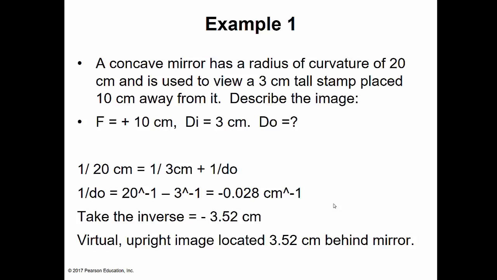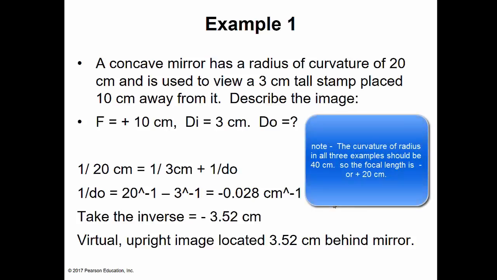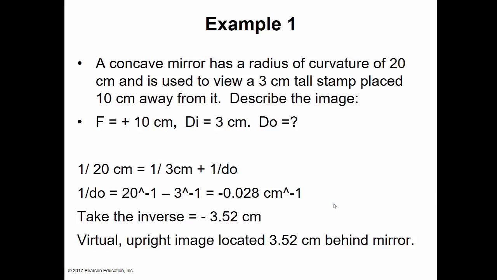So 1 over f equals 1 over do plus 1 over di. So 1 over 20 equals 1 over 3 plus 1 over do. If I rearrange this, I'm going to take the inverse of 20 and subtract off the inverse of 3. That's going to give me a decimal. That is not the object distance. I have to take the inverse of that number to get the distance. The distance is negative 3.52 centimeters. So negative 3.52 centimeters means that it is located behind the mirror, 3.52 centimeters. And it's negative, so it's a virtual image, and virtual images are always upright.